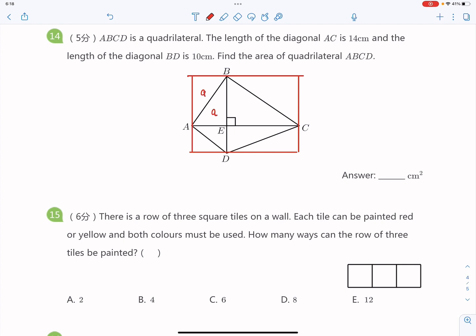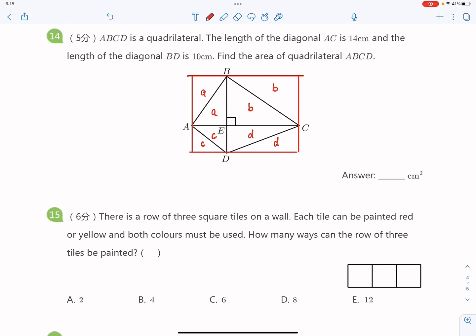Okay, this is what we have, and you see that as for part A and part A, these two parts will be exactly the same, right? They share the same area, and also B and B will be the same, C and C will be the same, D and D will be the same. So can we get the area of this rectangle?